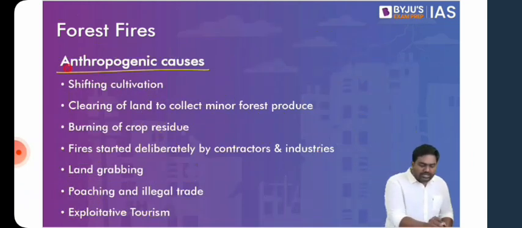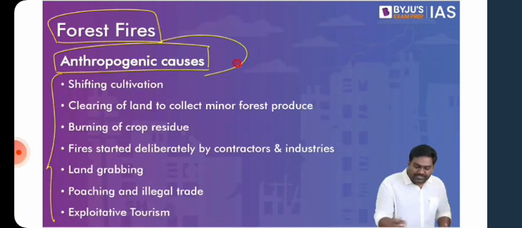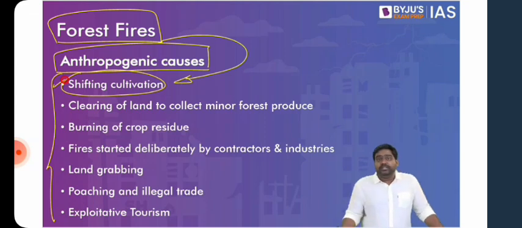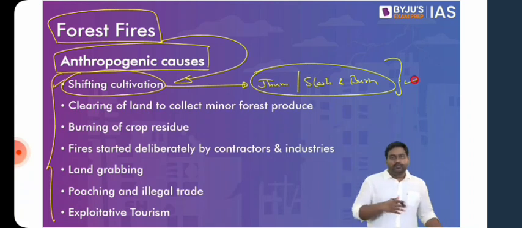The man-made causes. There are plenty of man-made causes, right? We humans have a knack to destroy our environment in many different ways, starting with agriculture. Shifting cultivation is a major threat. You would have heard about jhum cultivation or slash and burn cultivation, where farmers deliberately set fire to the field to clear the path for agriculture.